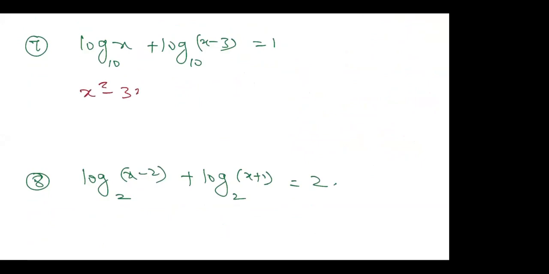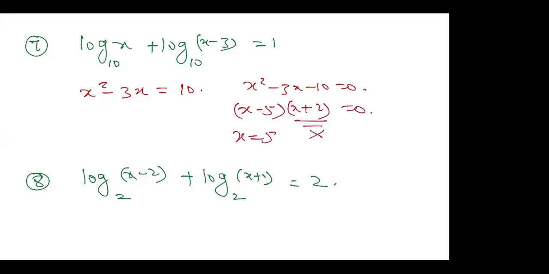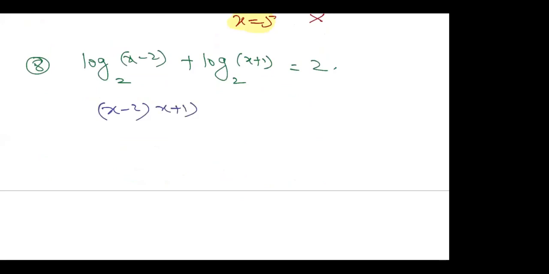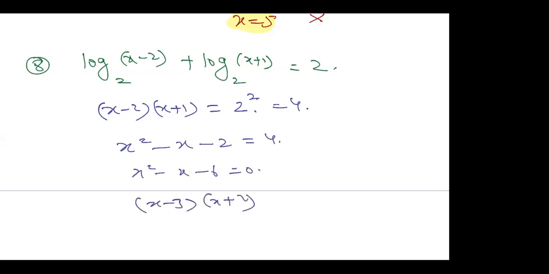Right? x square minus 3x is equal to 10. x square minus 3x minus 10 is equal to 0. Right? So what numbers are you getting? x minus 5, x plus 2 is equal to 0. Obviously, minus 2 is not satisfying. So x is equal to 5 must be our solution. And the last one, I guess, x minus 2, x plus 1 is equal to 2 square, which is 4, right? x square minus x minus 2 is equal to 4. x square minus x minus 6 is equal to 0. x minus 3, x plus 2 is equal to 0, so 3 and minus 2. Obviously, we know that this minus 2 is not satisfying. x is equal to 3 is our solution.